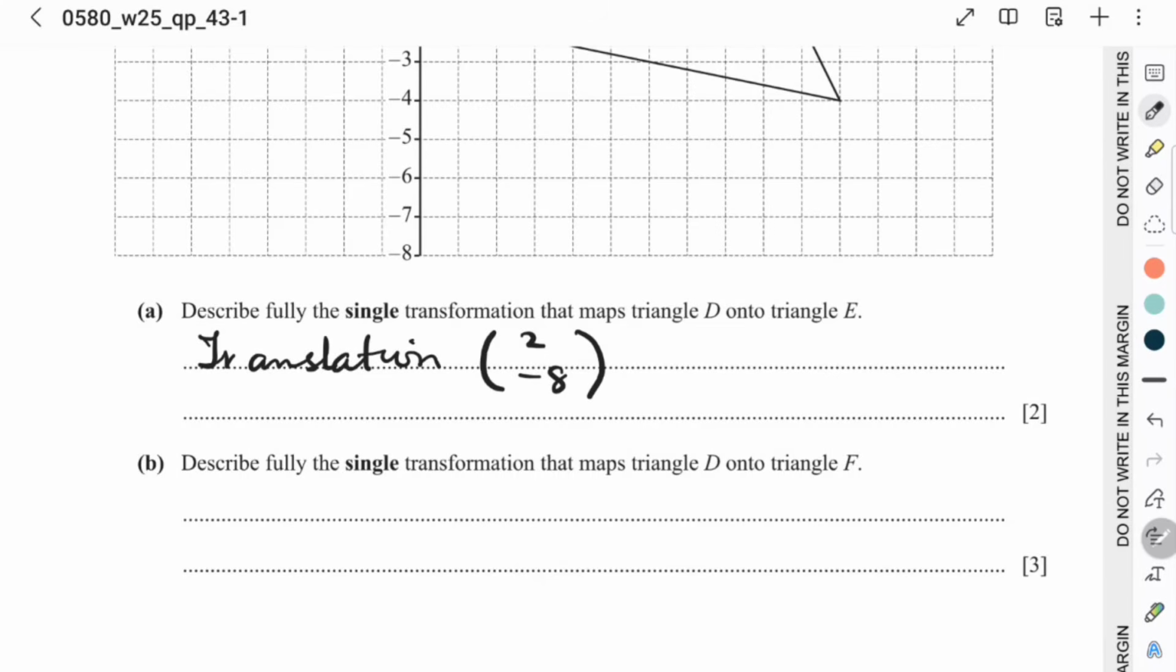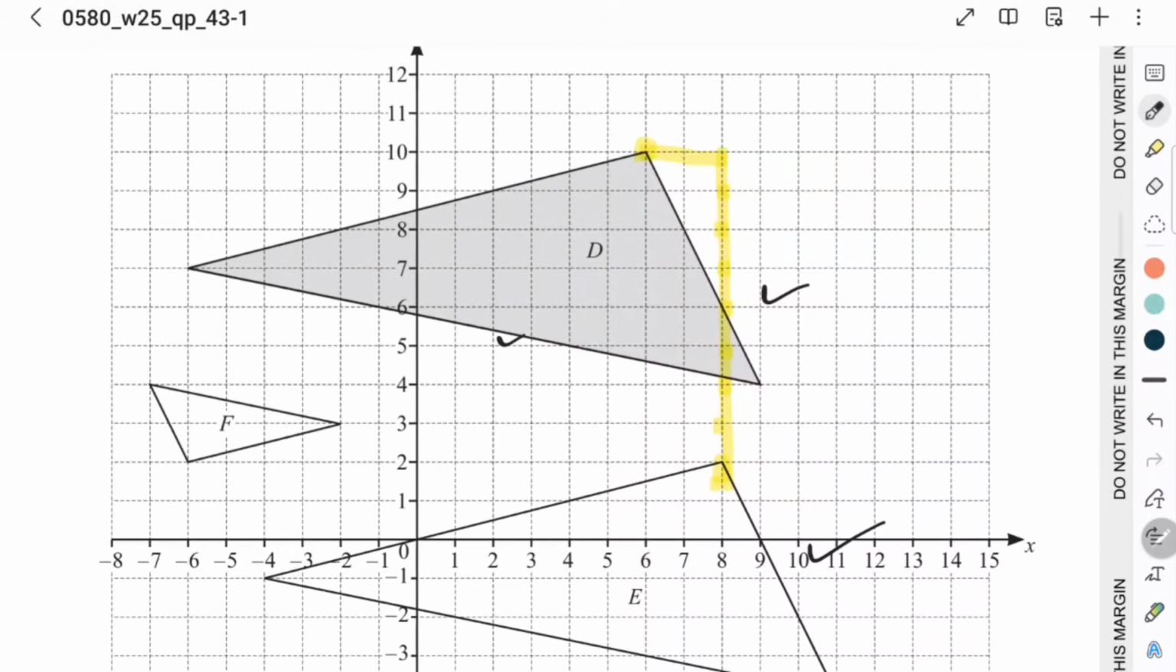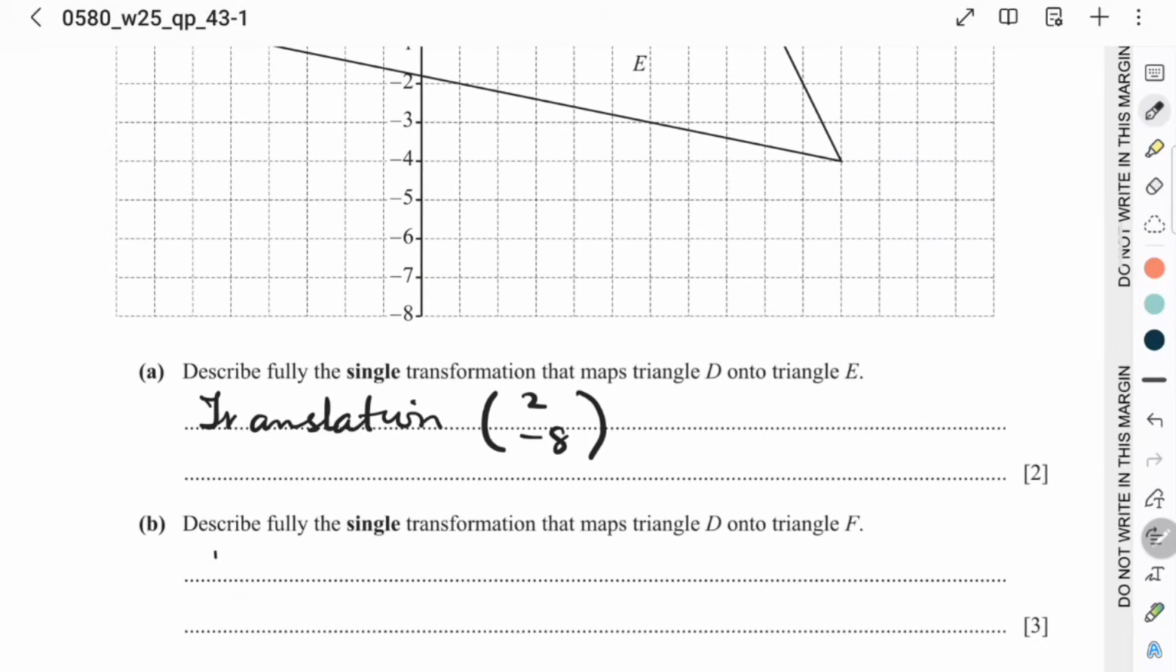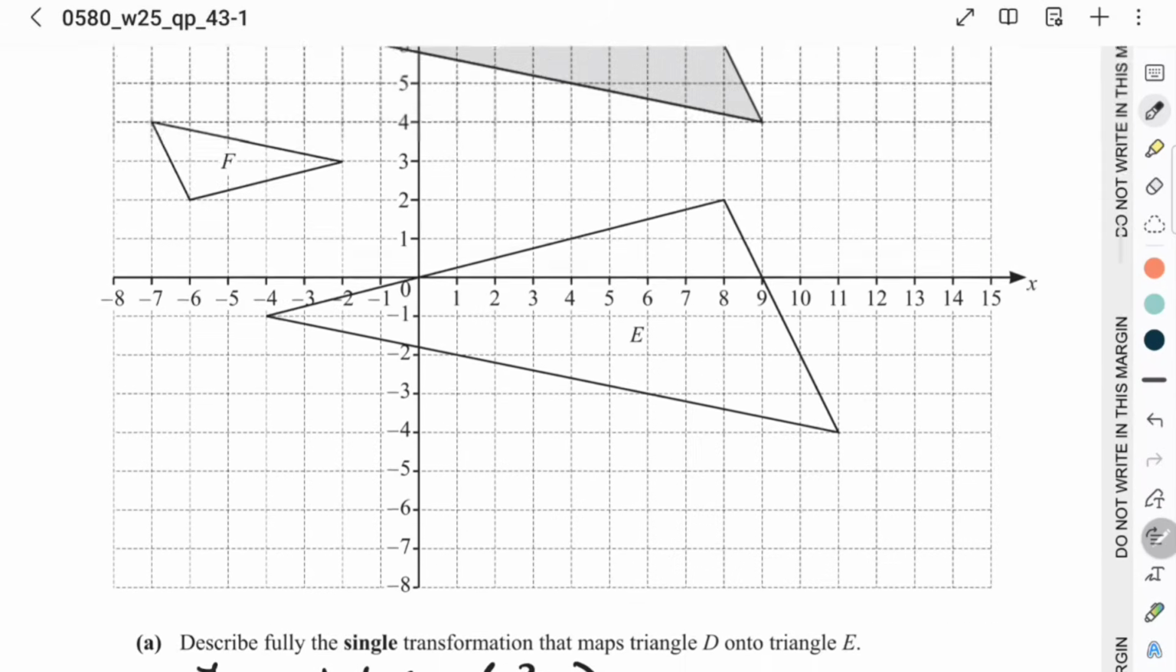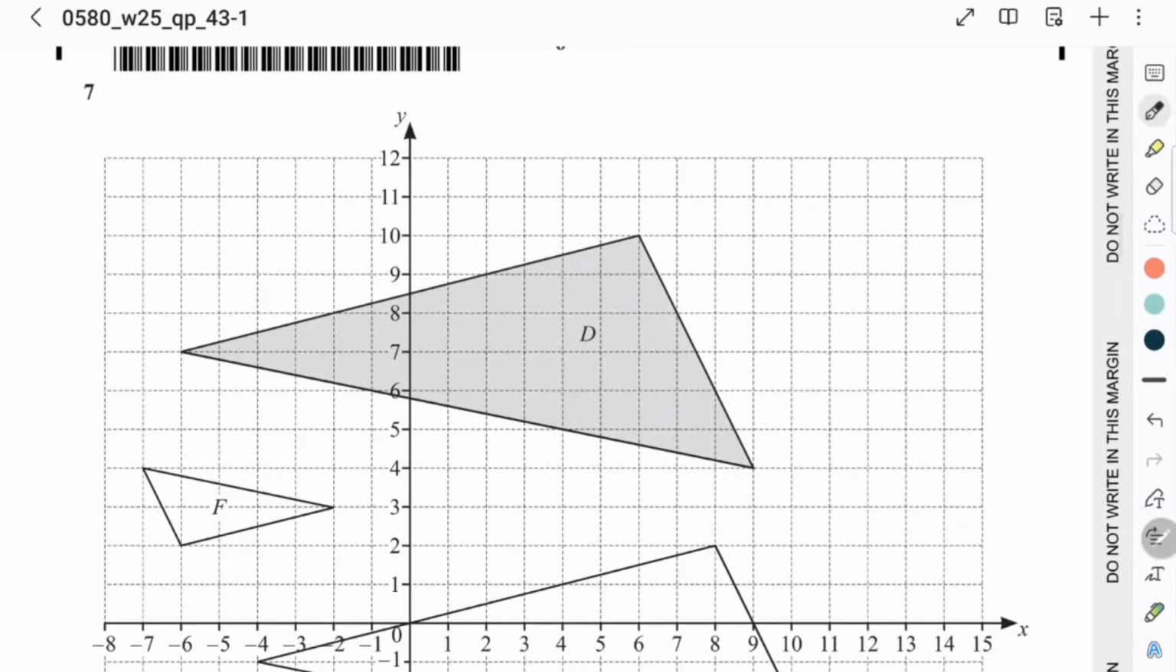It's a translation vector. Describe fully the transformation that maps D onto F. D onto F. Obviously, a bigger and a smaller diagram, it means it's an enlargement. In an enlargement, we'll have to give the center of enlargement and the scale factor also. Okay, so for finding out the center, what do we do? We just join them together.